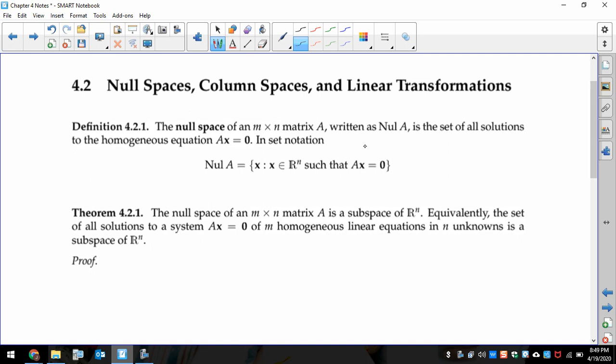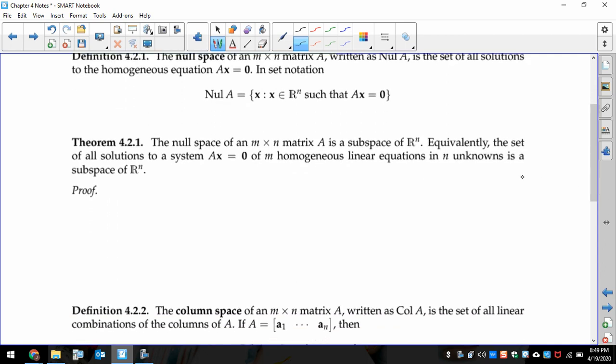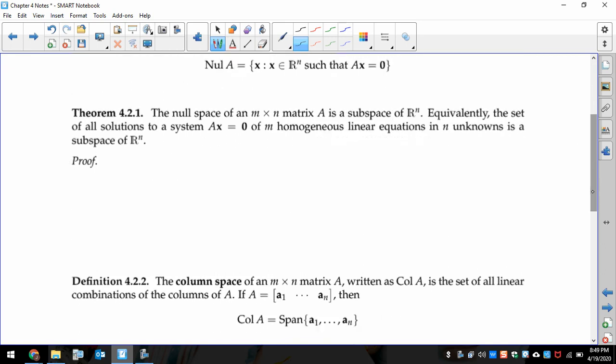So if the matrix A is a mapping or a transformation, the null space is all the x's that map to the zero vector. In this theorem here, I don't know if I want to take the time to prove this. I think we will. I haven't looked over the proof, so let's see if I can do it cold here. Usually that gets me in trouble.